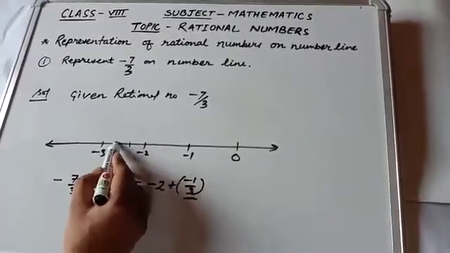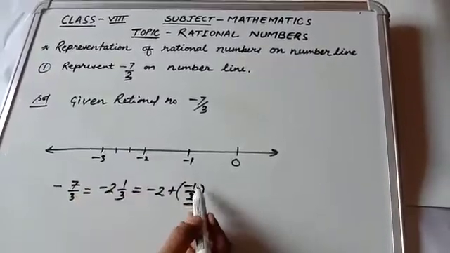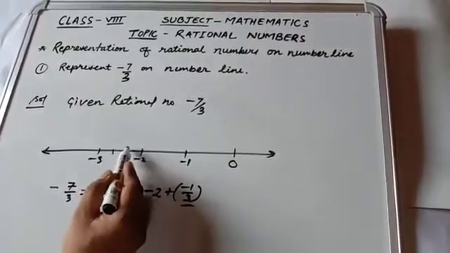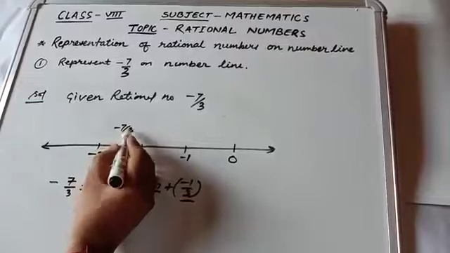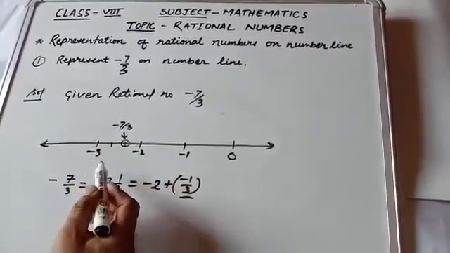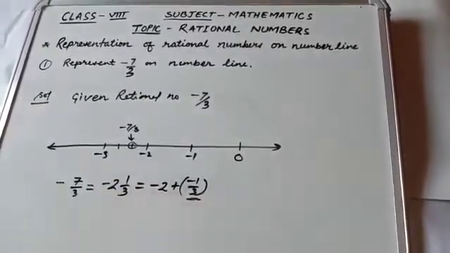1, 2, 3, we have 3 equal parts. Now look at the numerator, we have 1. So we will start from minus 2. So 1. So this point will represent minus 7 by 3. So students, we have seen how to represent a negative rational number on the number line.